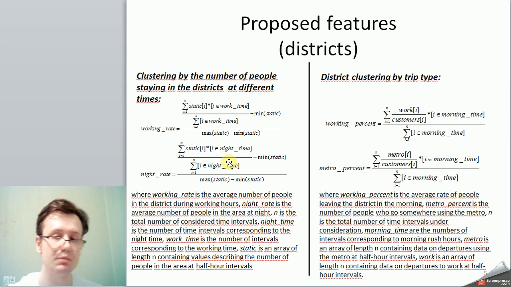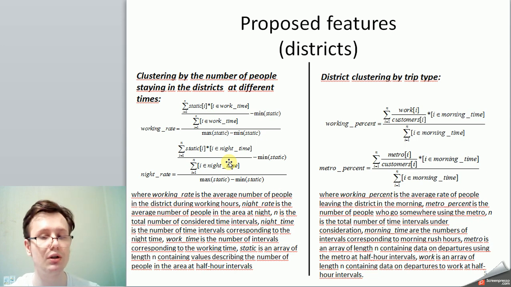In the second feature space, features are built based on the analysis of the traffic flow in the morning rush hour. The first feature is the average rate of commuting people. The second one is the average rate of people who leave the area during the morning rush hour using the metro. Formulas for calculating features are presented on the right side of the slide.